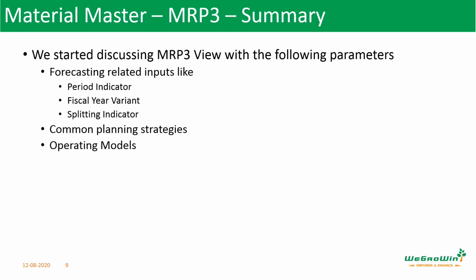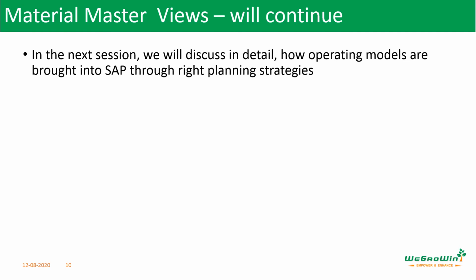So in this session we discussed the MRP3 view. We just started. We talked about the forecasting parameters like period indicator, fiscal year variant, splitting indicator, and then common planning strategies and operating models. In the next session we will discuss in detail how operating models are brought into SAP through the right planning strategies.